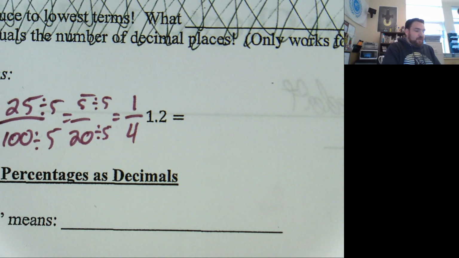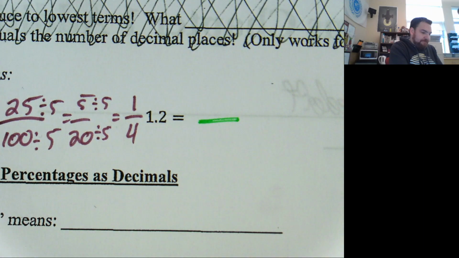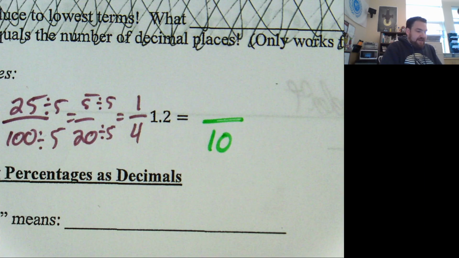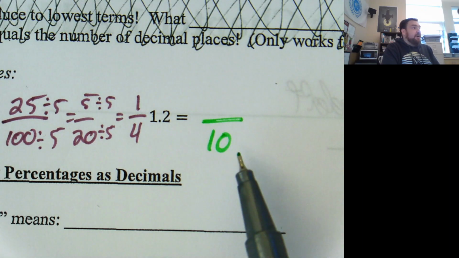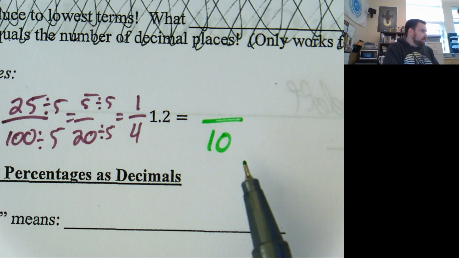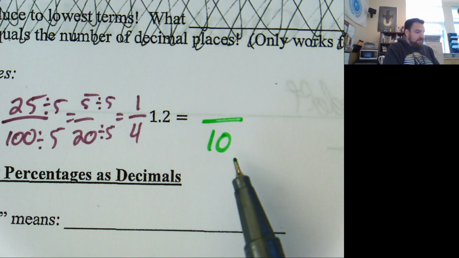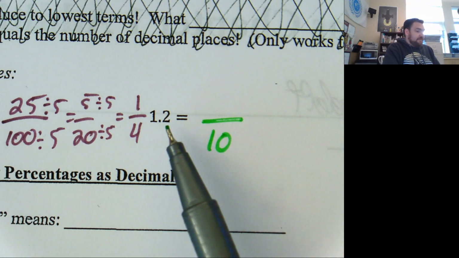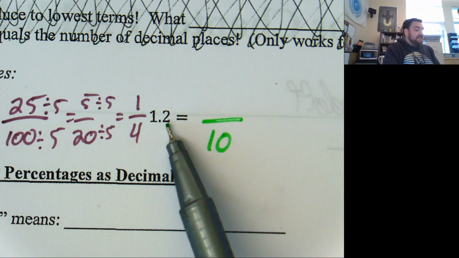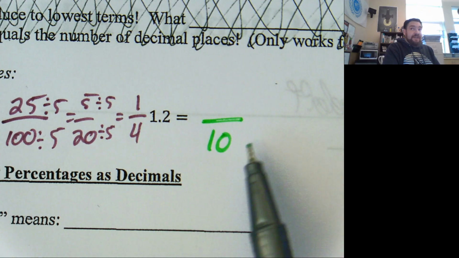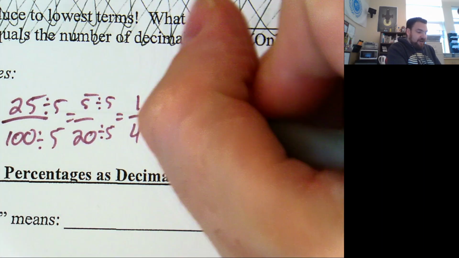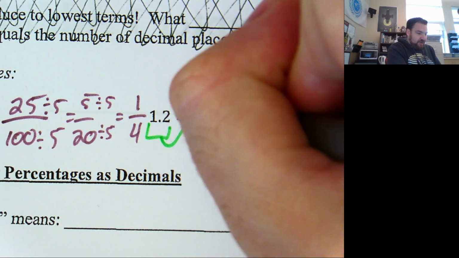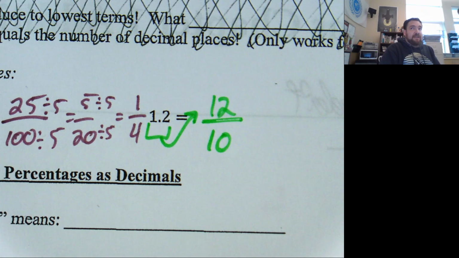1.2, that 2 is in what spot? The tenths, Rabin said. He is correct. So that becomes the denominator of our fraction. Was it someone else? I heard something that sounded like 10. The 2 is in the tenths spot, so the 10 becomes the denominator. And we take the entire number and put it in the numerator. So this is going to become 12 over 10.